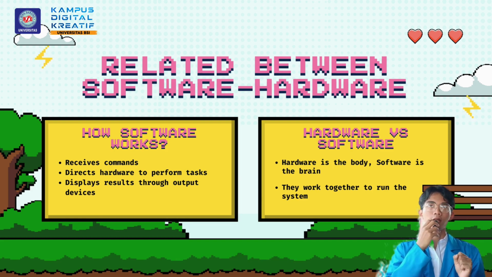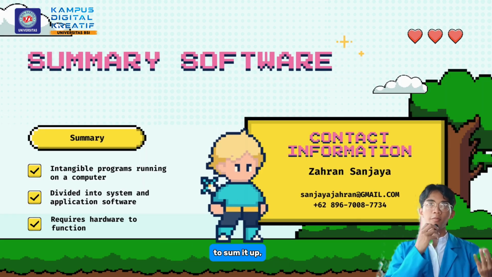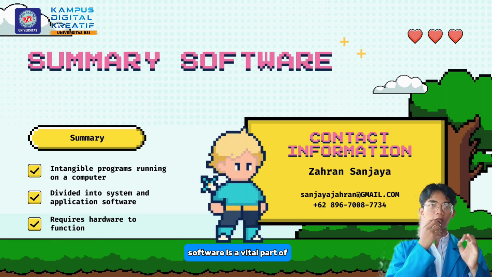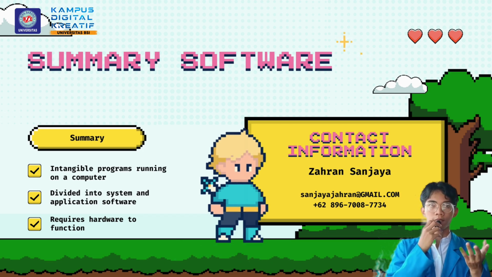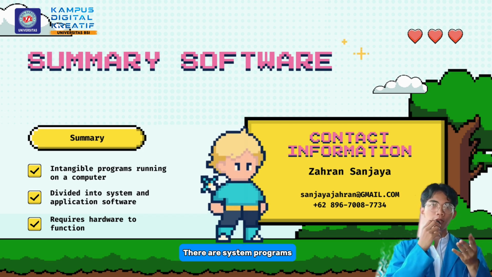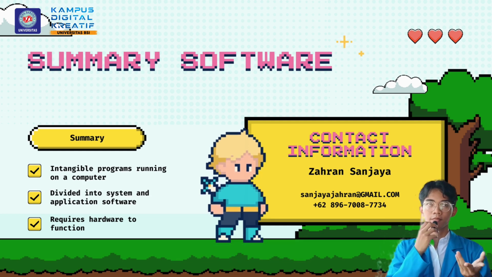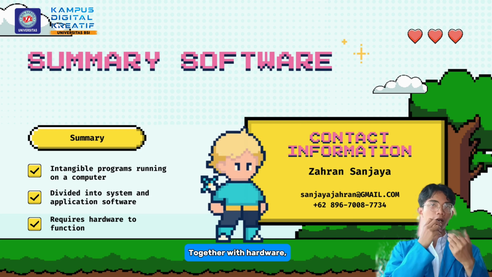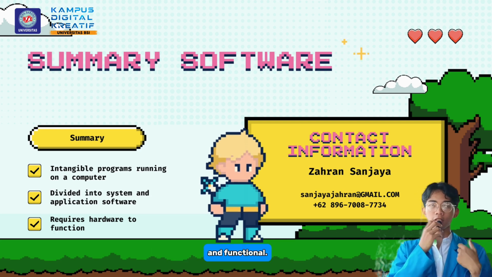Let's wrap up this section with a final summary. To sum it up, software is a vital part of a computer that gives instructions to the hardware. There are system programs and applications, both playing important roles. Together with hardware, software makes the computer complete and functional.